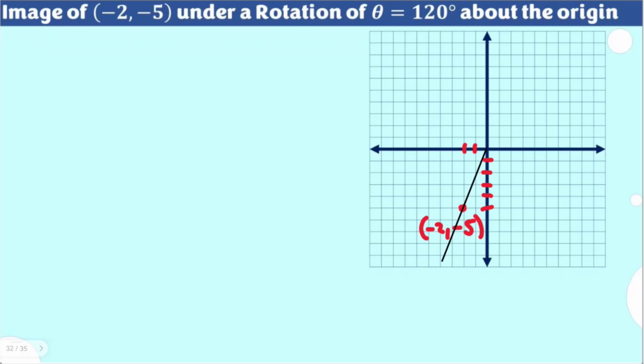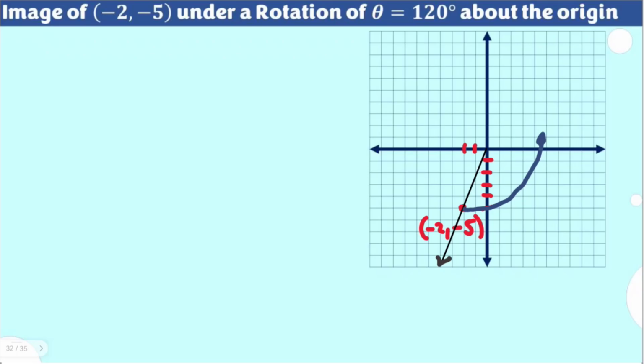This is our initial side. The terminal side would depend on the angle itself. Take note that the angle is positive 120 degrees, so it's a counterclockwise movement in this direction until you reach 120 degrees. It would end at the terminal side where our image is located.